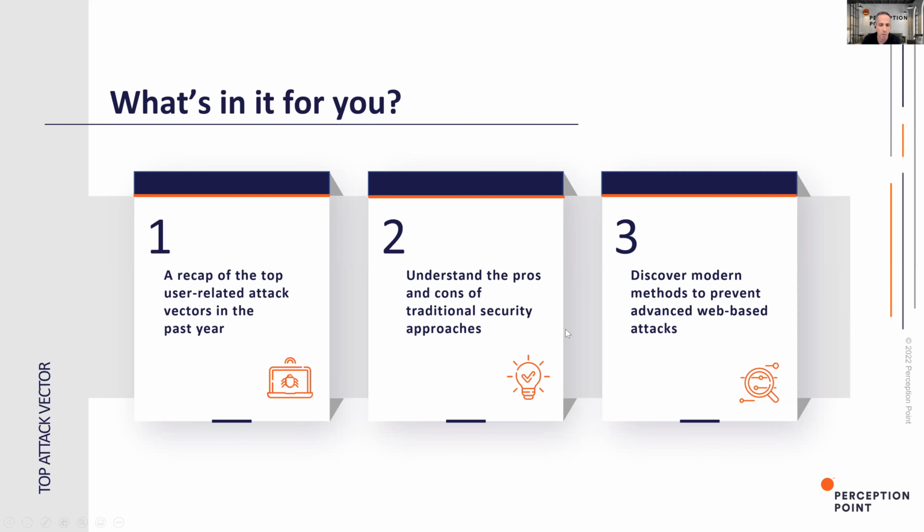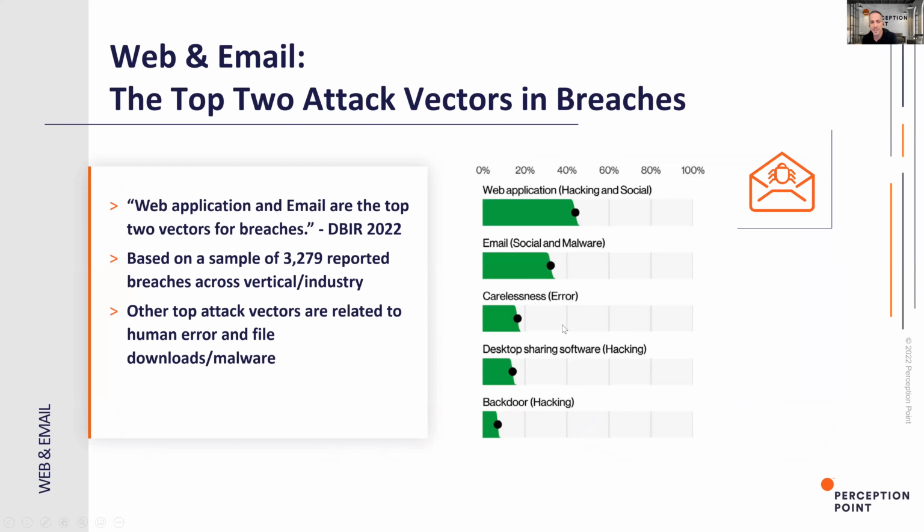So let's get started. To complement the stats shown earlier, what we've seen in another great report from Verizon, the famous DBIR report just released a few months ago, is that web and email come up as the top 2 attack vectors in verified breaches, based on a sample of thousands of breaches across verticals and industries. And even if you look at the top 5, you see human error, file downloads, malware coming over and over again. And in all of those, the common factor is the browser, right?